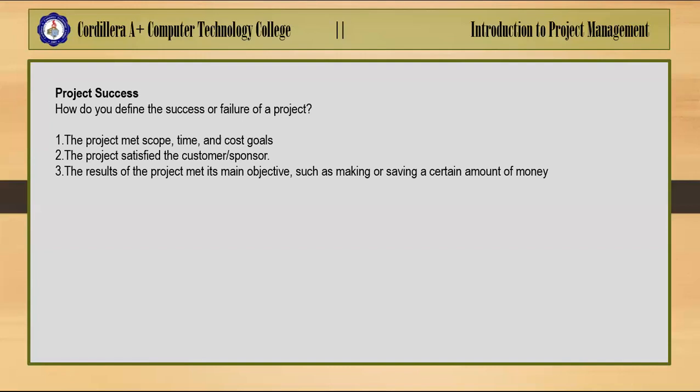Hindi basihan yung naghirap ka, iniyakan mo yan, malaki yung gastos mo, nalugi ka. Hindi yun yung basihan para masabi mo na successful yung project, okay? Ang basihan is kung na-satisfied ba yung customer mo or client mo dun sa project, or nagustuhan niya ba.